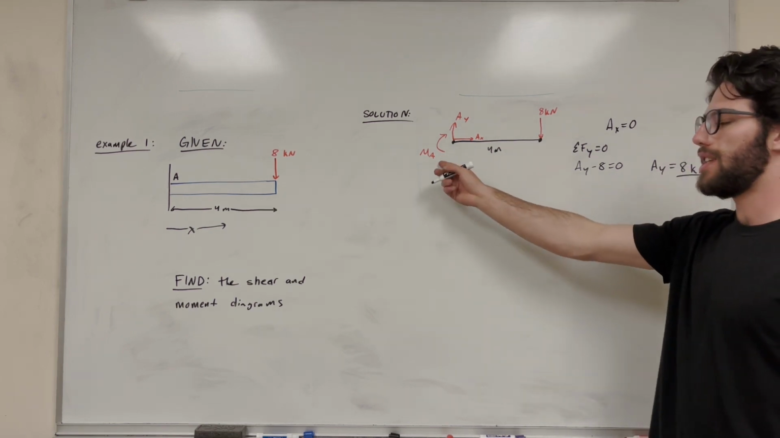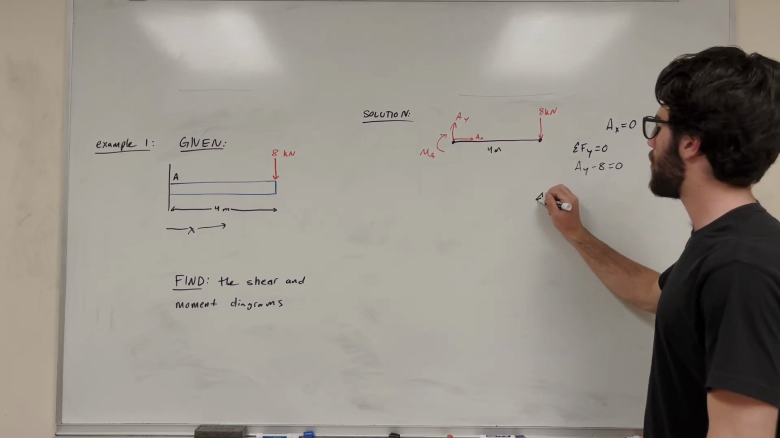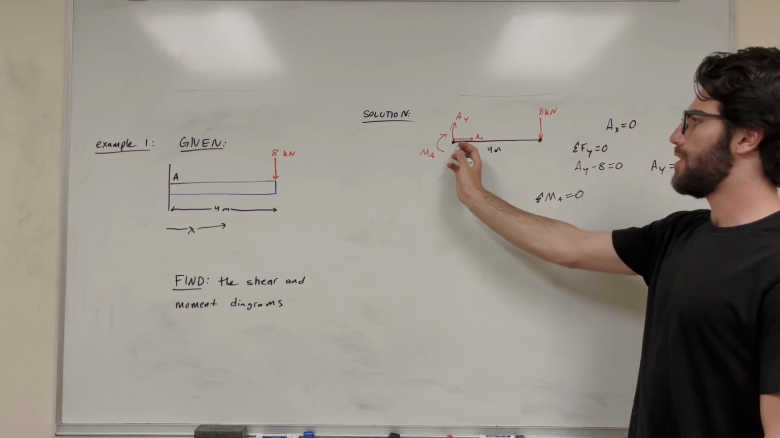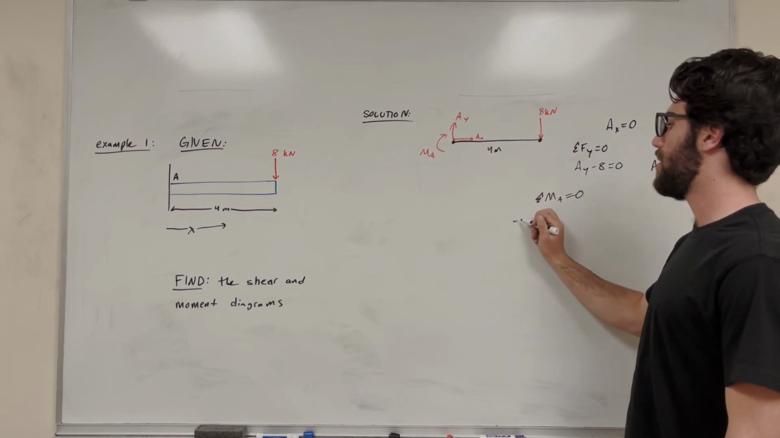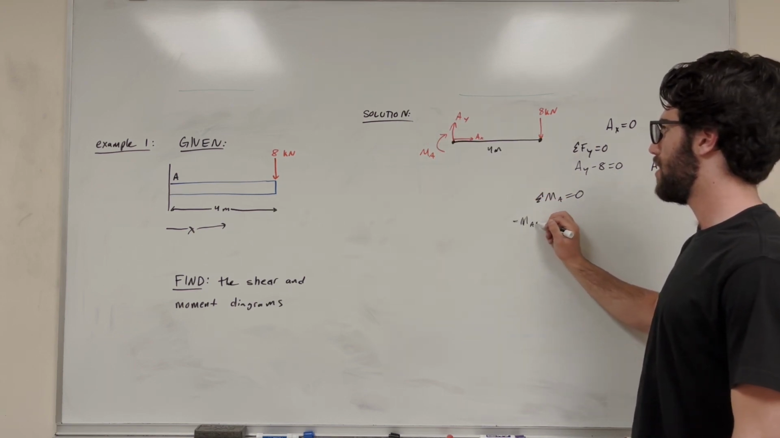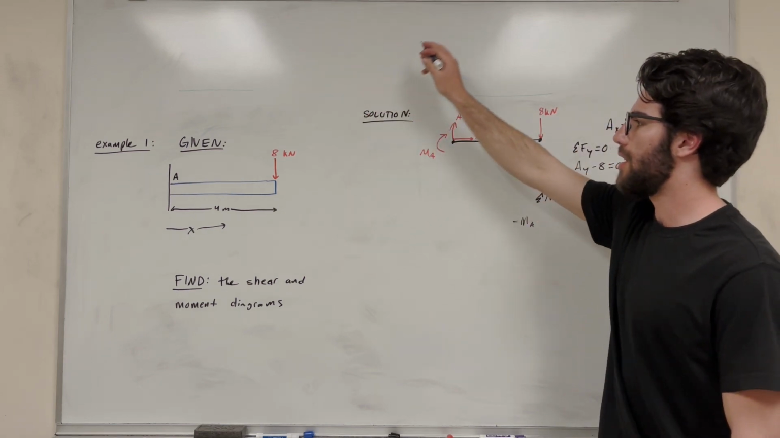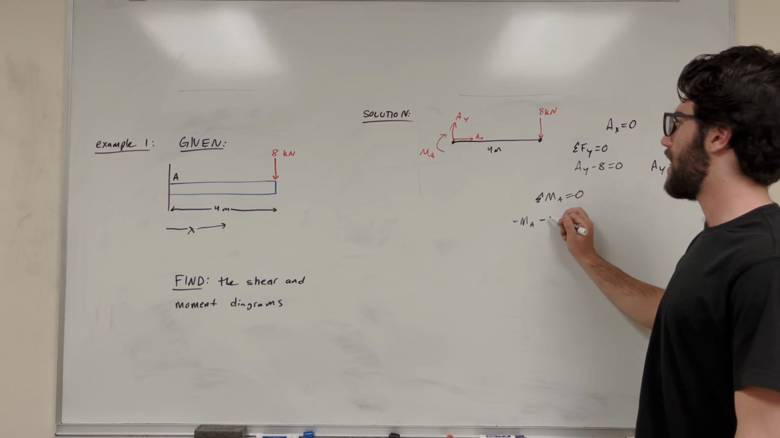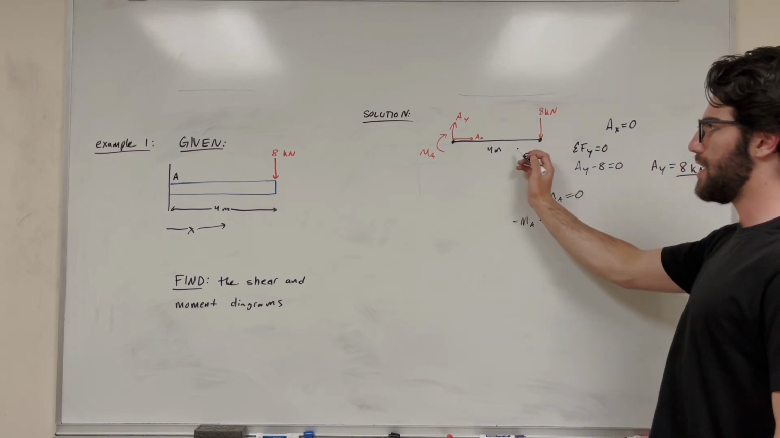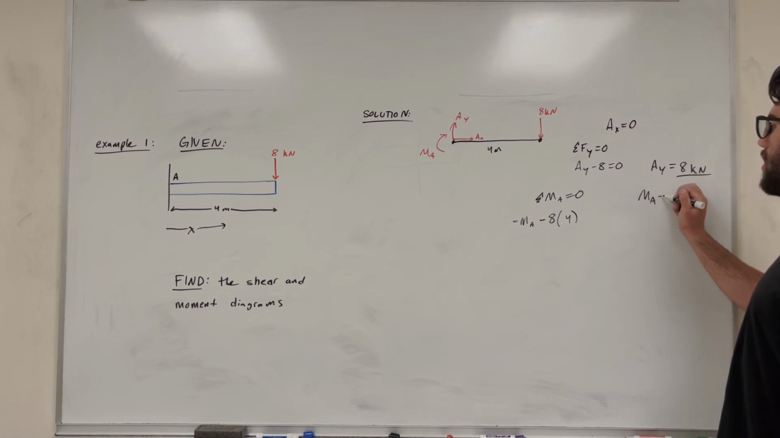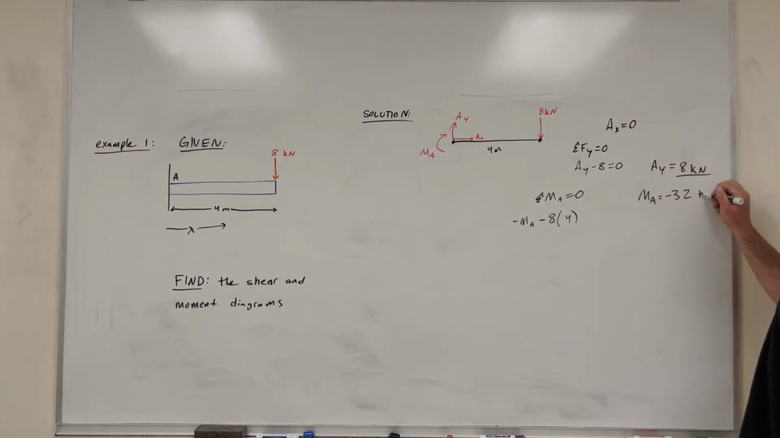Then we need to find the moment at A. So what is the moment at A? Let's sum up the moments and set them equal to 0. This moment we drew is a negative moment, so we're going to subtract M_A. And then this 8 kilonewton force is making us want to rotate clockwise around A, so we're going to subtract that 8 kilonewton force times its distance, 4 meters. You're going to find that the moment at A is equal to negative 32 kilonewton meters.